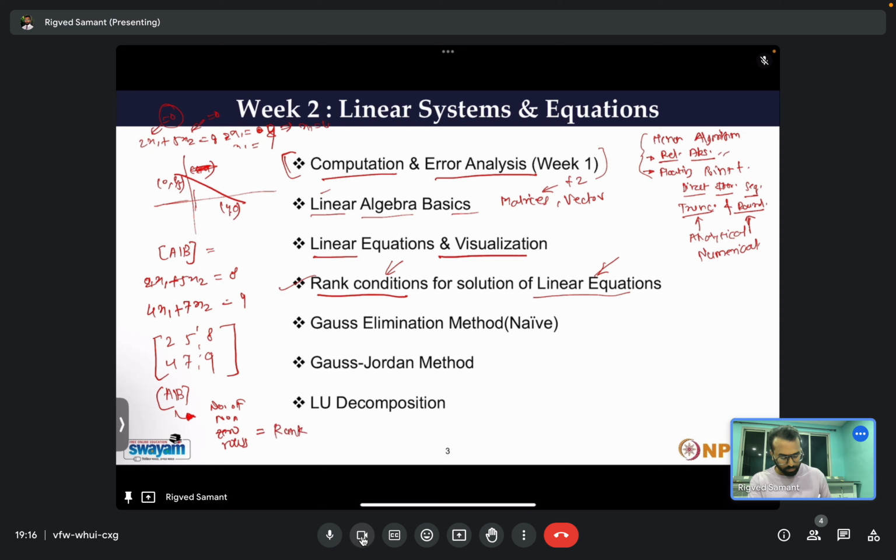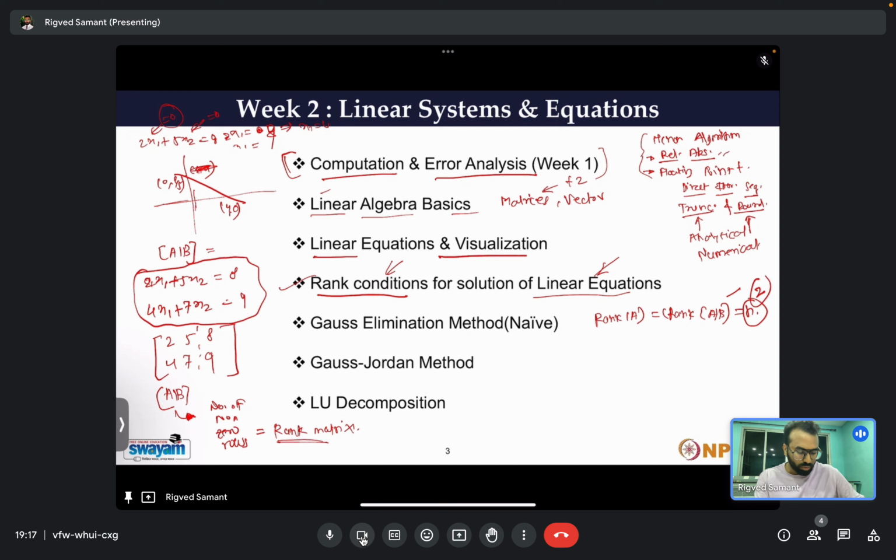The number of non-zero rows gives you the rank of the matrix, right? If the rank of A is equal to the rank of [A|B], then we have a unique solution in the case where it is equal to n. So what is n? In this sample problem, there are 2 variables, so there are 2 unknowns, and n is equal to 2. If the rank is equal to the number of unknowns, then it will have a unique solution.